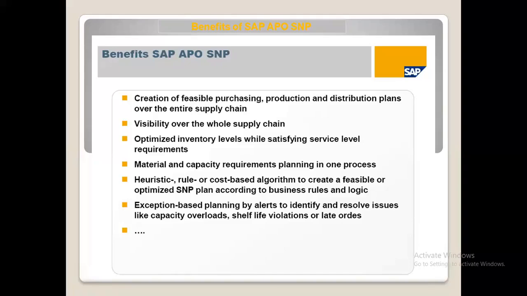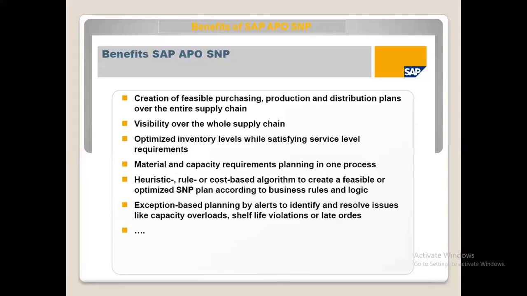Okay, material capacity requirement planning is one process. Heuristic, rule, cost: we have different engines for different purposes. For infinite planning, we have to go for the heuristic. For cost based, we go for the optimizer. For demand-based or quota purposes, we can go for the CTM. These many flexibilities we have to do the planning.